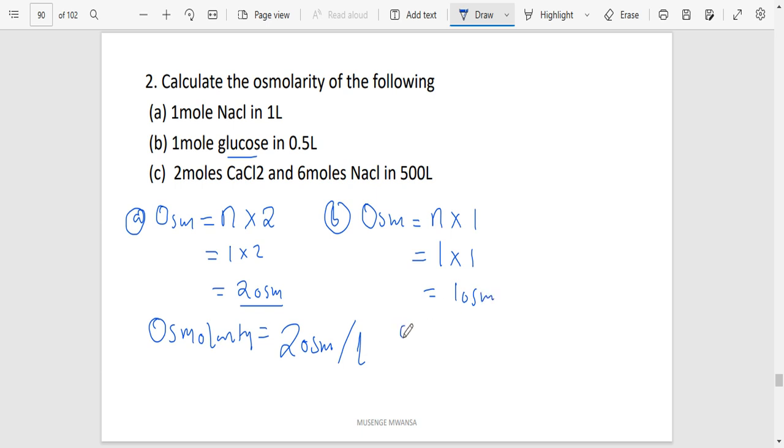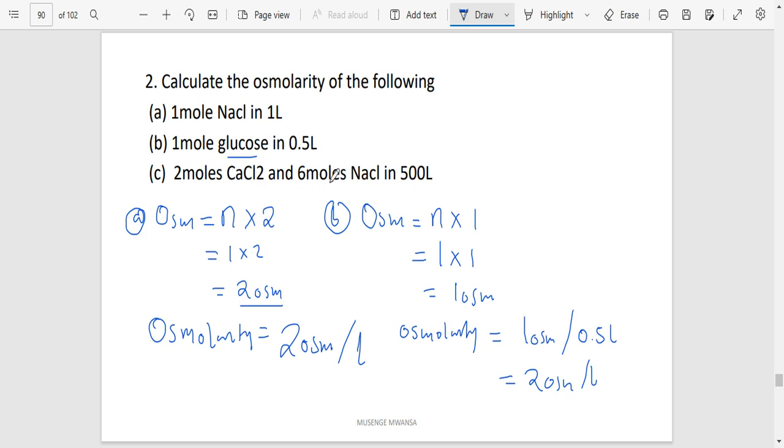And then now we calculate the osmolarity. Osmolarity is going to be the number of osmoles, that is 1 osmol, divided by the liters of solution. Now the liters have been given as 0.5 liters. So this is going to give us 2 osmol per liter. Let's go to the next.